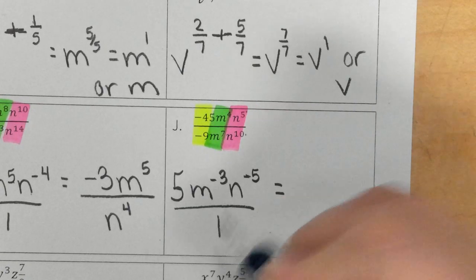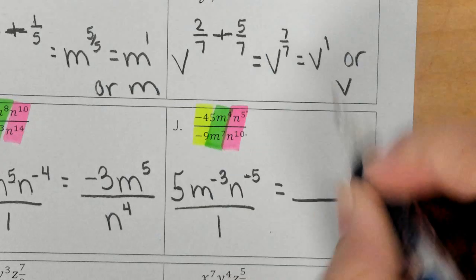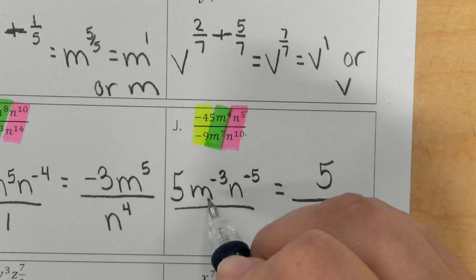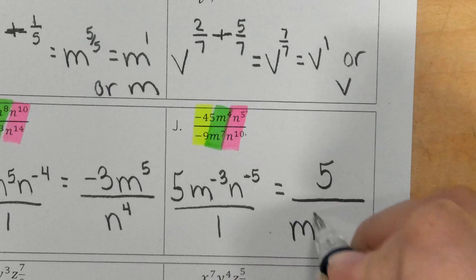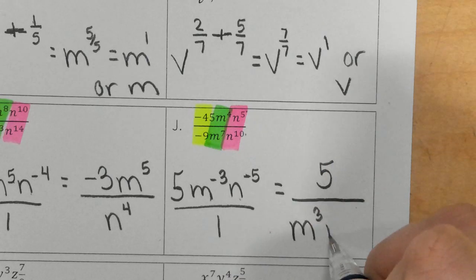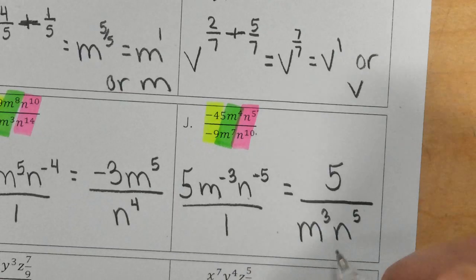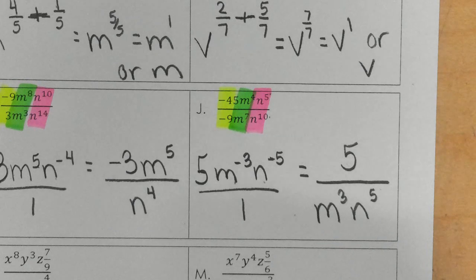So I put this over 1. The 5 would stay the same. m would move to the bottom. n would move to the bottom. And they both become positive exponents, so that we have all positive exponents in our final solution.